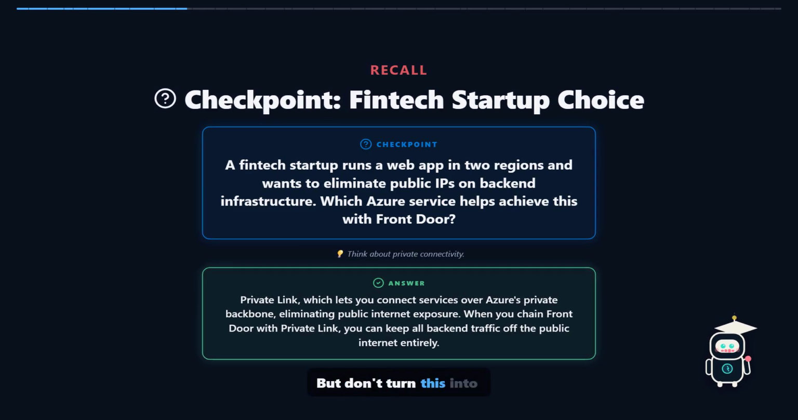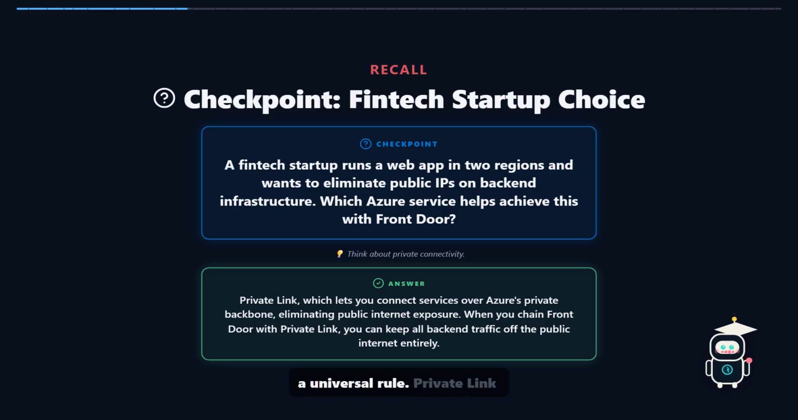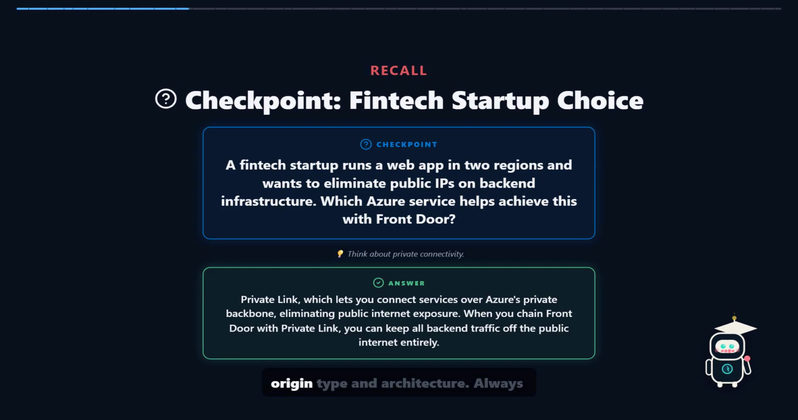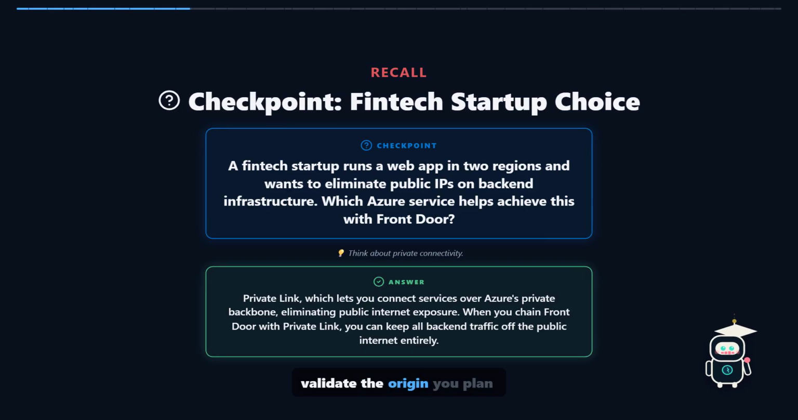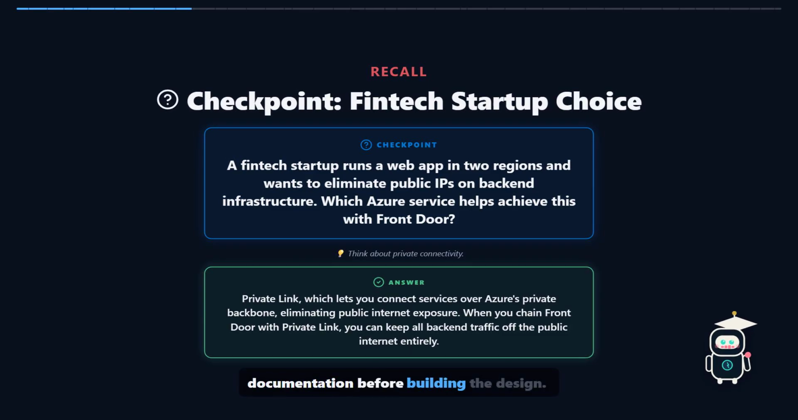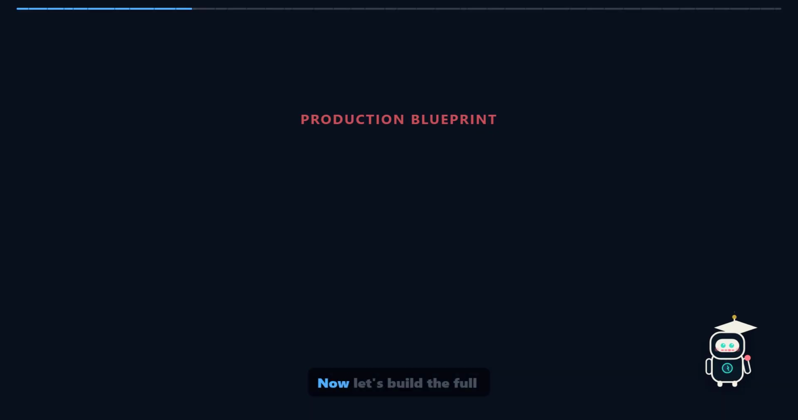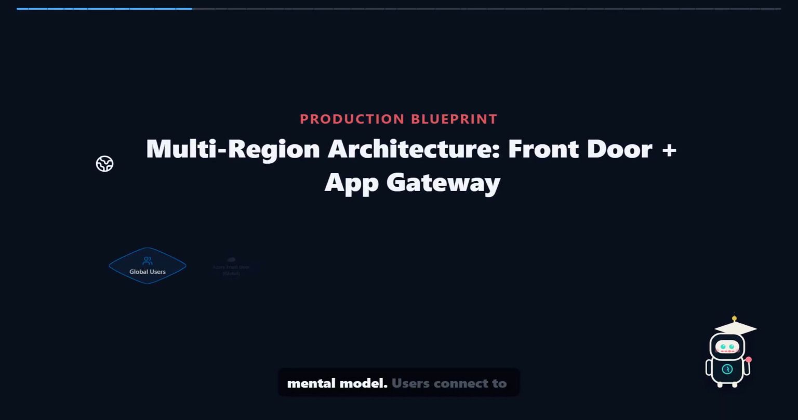But don't turn this into a universal rule. Private Link support depends on the specific origin type and architecture. Always validate the origin you plan to use against the current Azure Front Door Private Link documentation before building the design. Now let's build the full mental model.